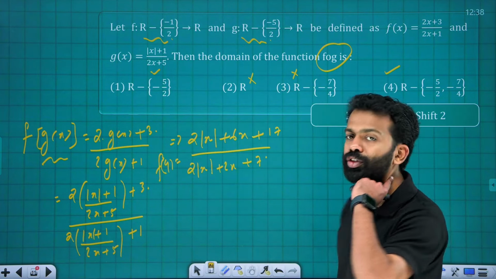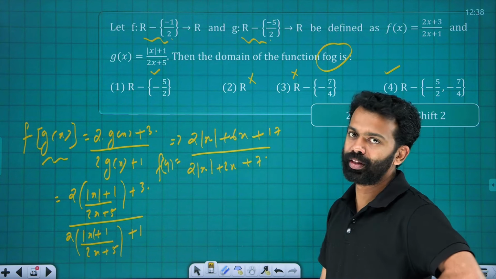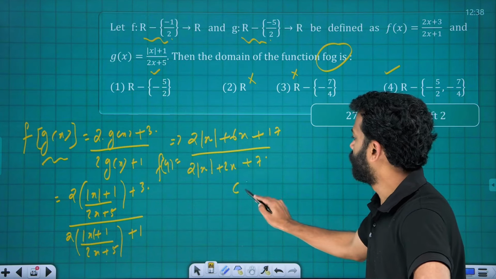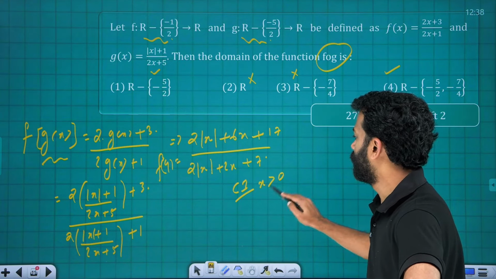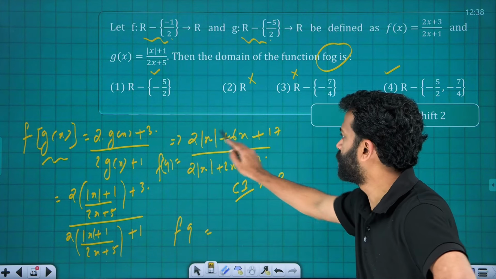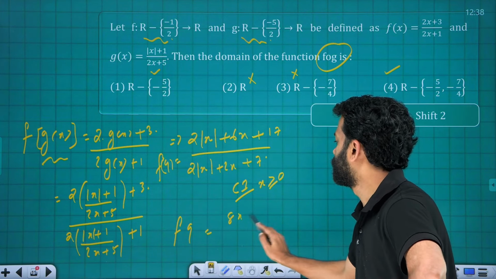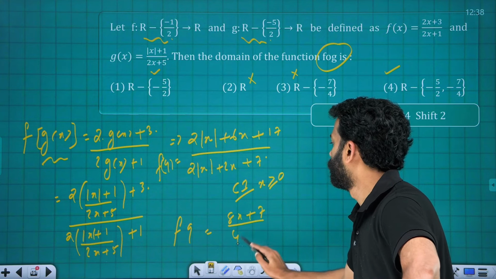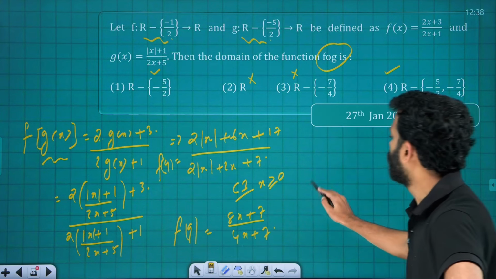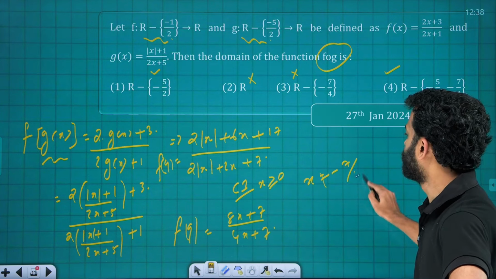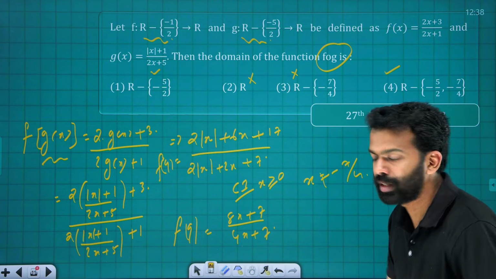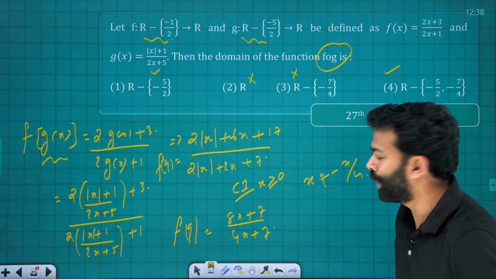Then to find the domain, we need to go for opening the modulus. Two cases. Case 1 is mod x greater than or equal to 0. Therefore, f of g will be 2x plus 6x, that is 8x plus 7 divided by 4x plus 7. So here x cannot be equal to minus 7 by 4. You are getting the idea or not?